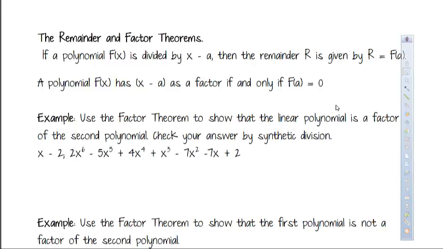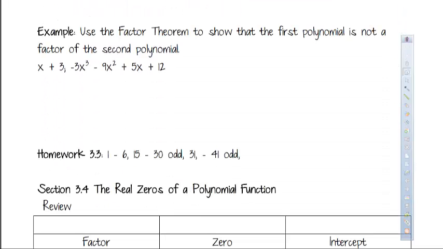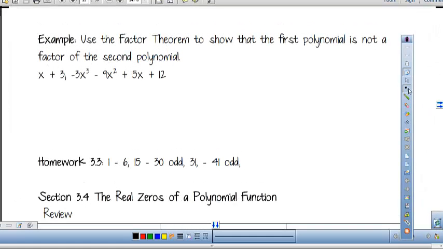So here in this next example, it says use the factor theorem to show that the first polynomial is not a factor of the second. So the only thing we need to do is show that f of, in this case, -3 is not a solution. It doesn't have a remainder of 0. So let's just do that using synthetic division. We're going to use -3 because that's the solution for x plus 3 equals 0.